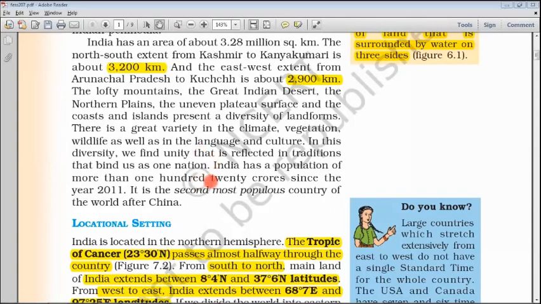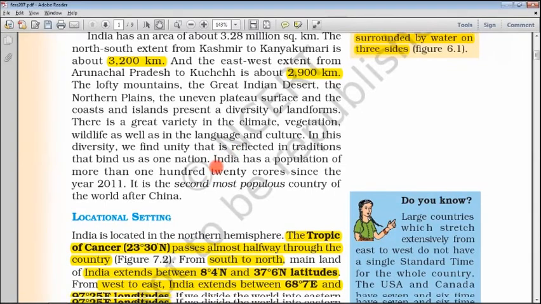Population-wise, India has a population of 120 crores, as per the census of 2011. So India is the second most populous country in the world after China. So this is general information.